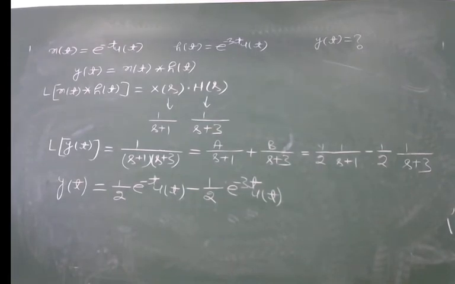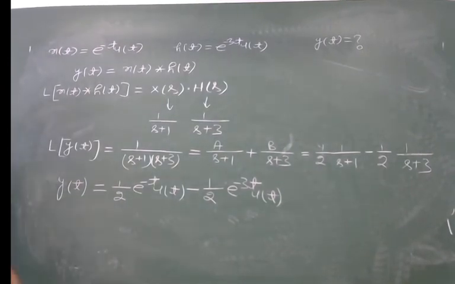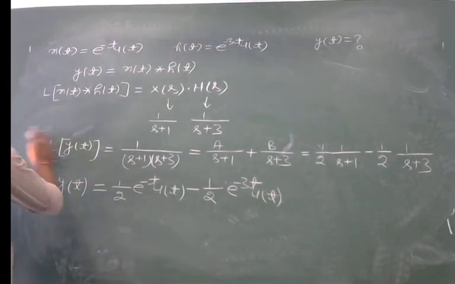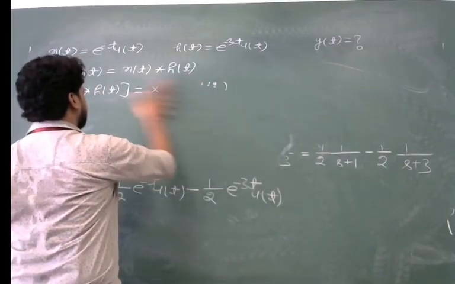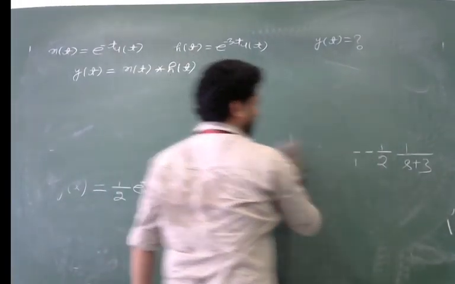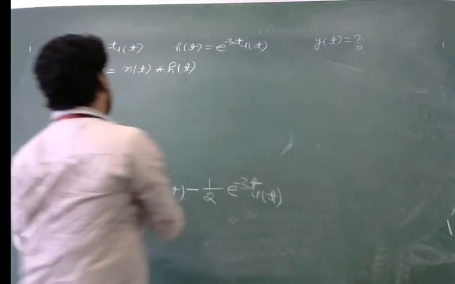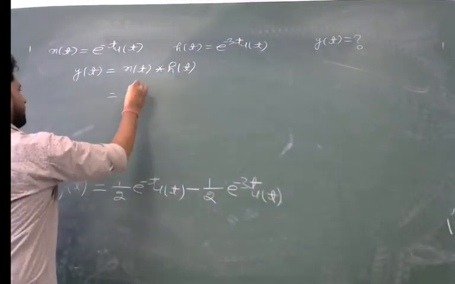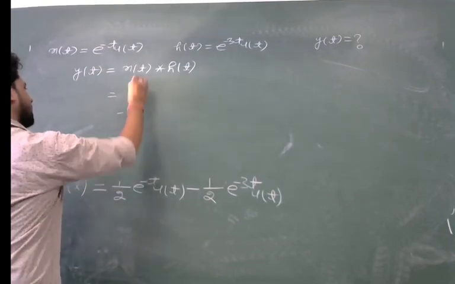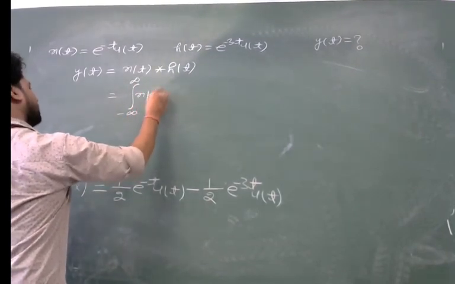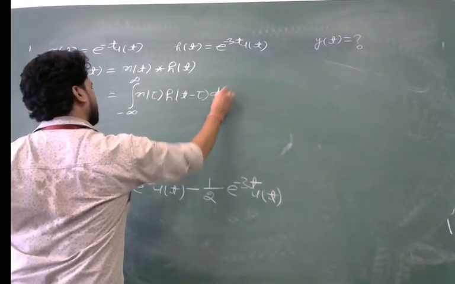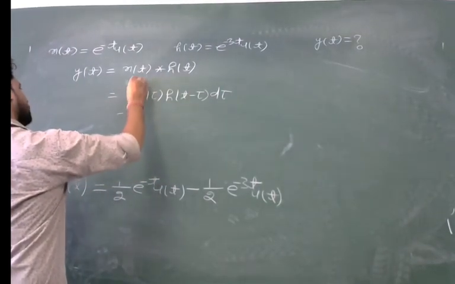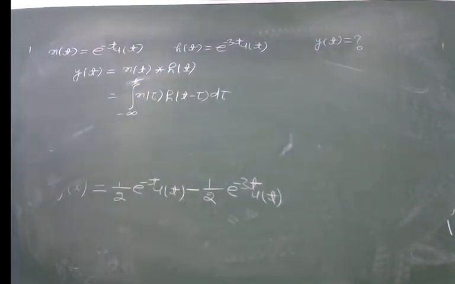Now, for the same problem, we can use the time domain approach also, the conventional method of finding the convolution of two signals. We can use the direct formula: convolution of x(t) and h(t) will be equal to the integral from minus infinity to plus infinity of x(tau) h(t minus tau) d tau.